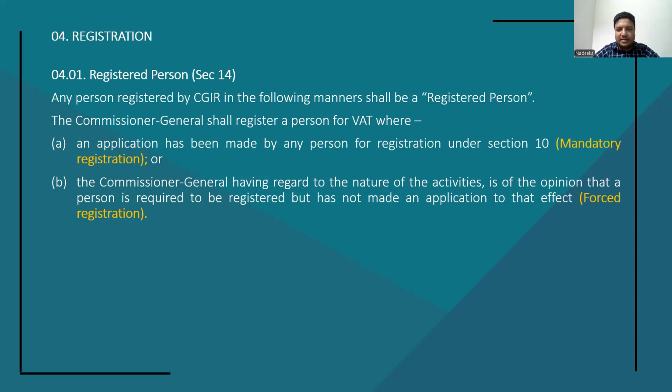Remember, we are still discussing the highlighted words that were there in section 2. There we discussed that only a registered person is allowed to charge VAT. Who is a registered person? Any person registered by the Commissioner General of Inland Revenue in the following manners shall be a registered person. The Commissioner General shall register a person for VAT where an application has been made by any person for registration under section 10. That is called mandatory registration.